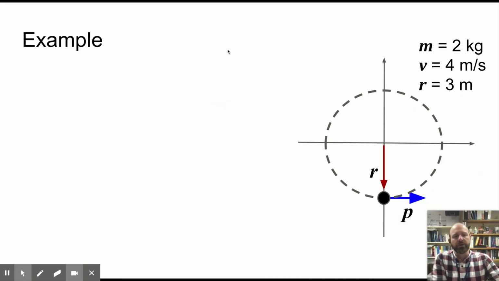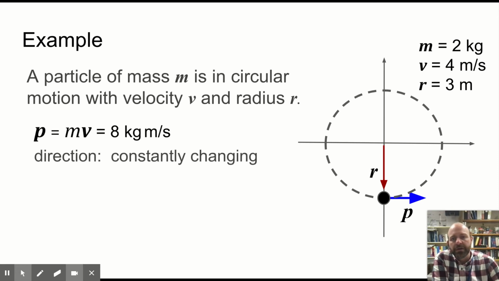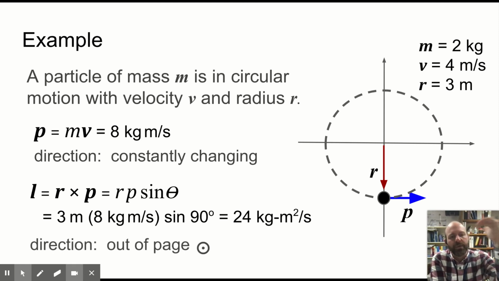And we can think of this in another way, right? So we have this particle, of mass m, shown there with some velocity at radius r. The linear momentum is 8 kilogram meters per second, and the direction is always changing. Whereas the angular momentum is rp sine theta, 24 kilogram meters squared per second, and the direction is out of the page because as you go around in the counterclockwise direction, your thumb points out at you.